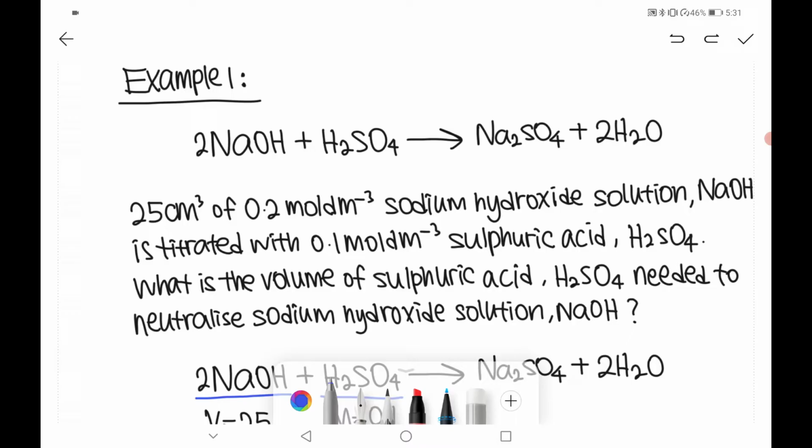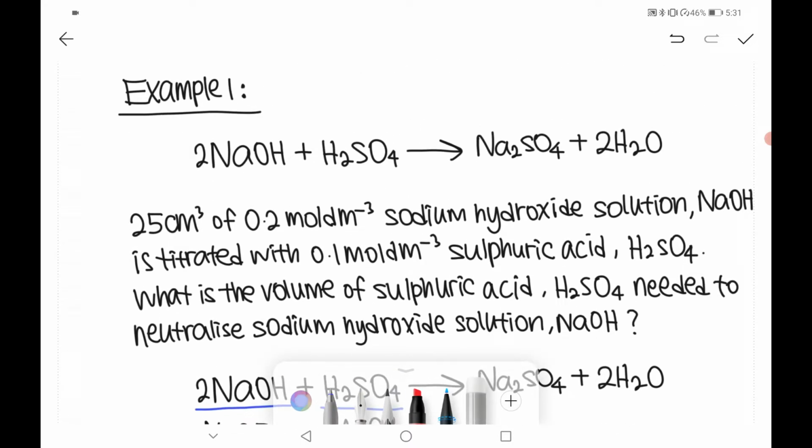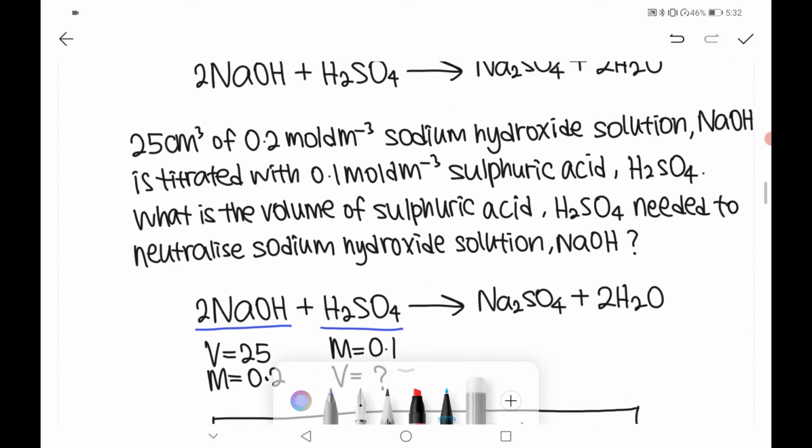When you see the word titrate, you know already this is a titration. Titration is the experiment for neutralization. First of all, we must understand what we have and what we want. Whenever we want to do any calculation, you must understand what you have and what you want. So what we can do here is that we are given the sodium hydroxide and we are given the sulfuric acid.